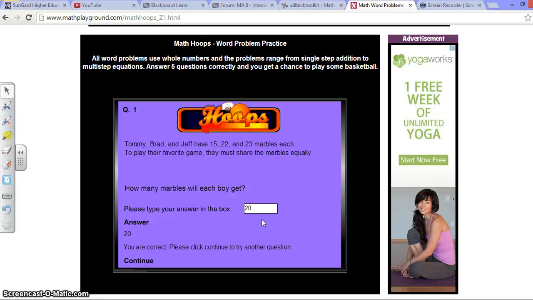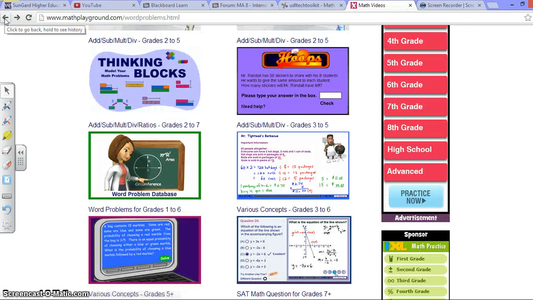And I am correct. I could keep doing this to show you more, but I think it's pretty general in getting the idea of math equations, division, multiplication, very simple through grades 2 through 5. I'm going to go back to the main page to show you some more.